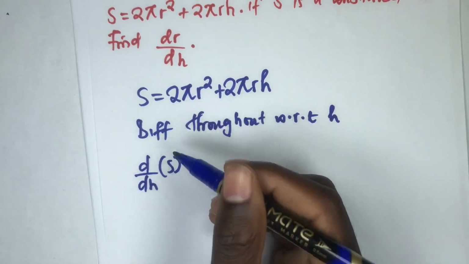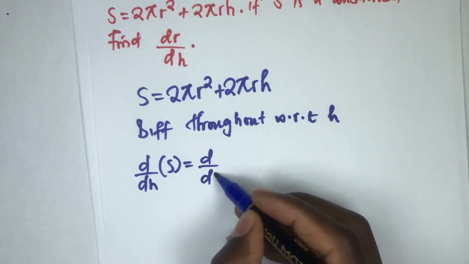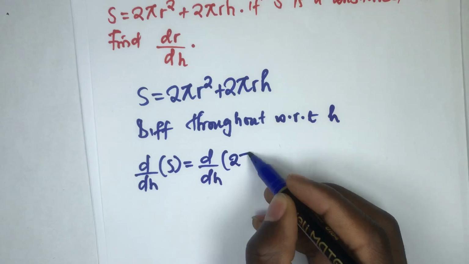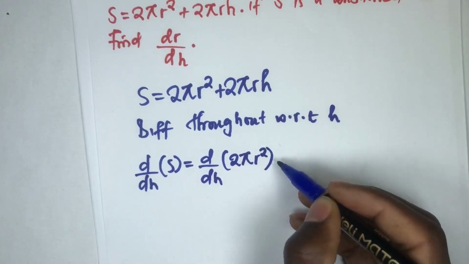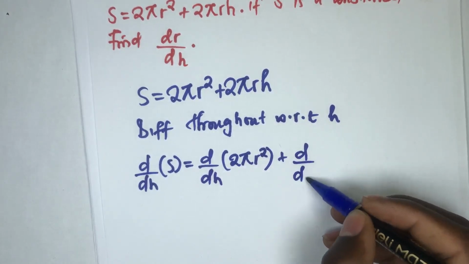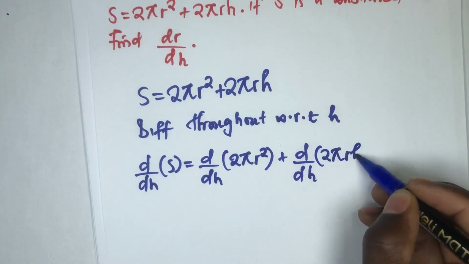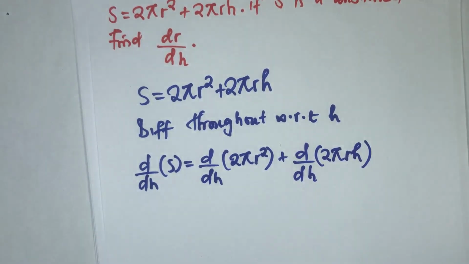We differentiate the first term with respect to h, 2 pi r squared, plus differentiating this term with respect to h, we have 2 pi r h like this. So now we can start our differentiation.